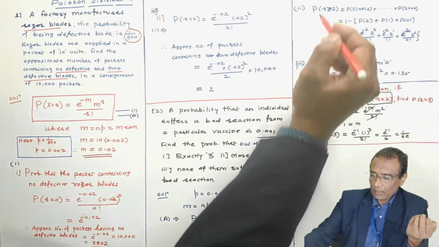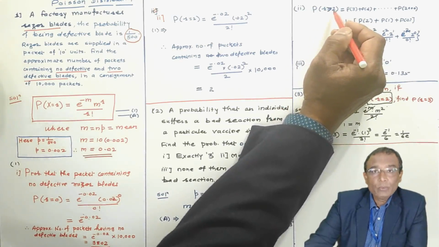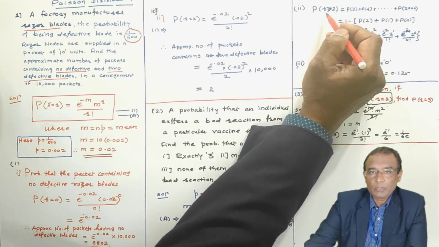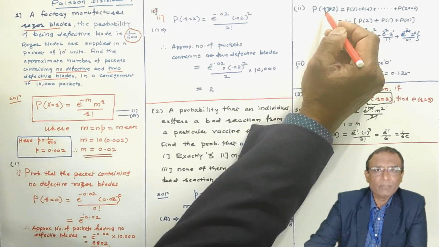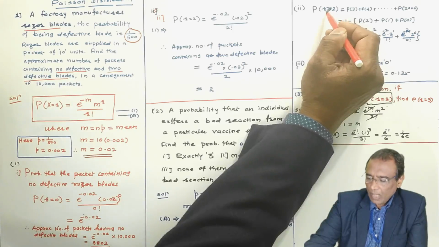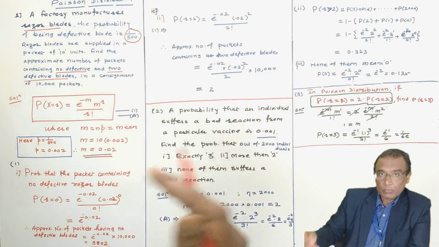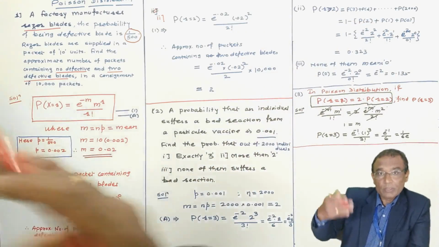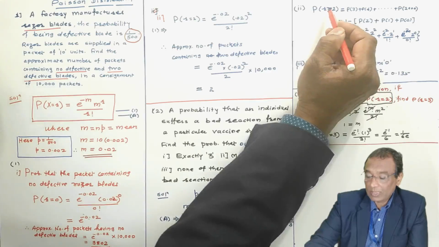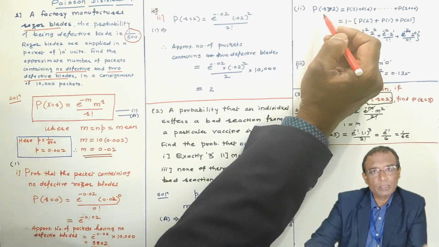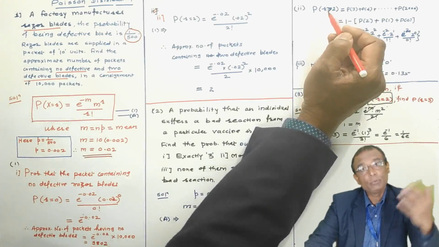Now, here the probability that more than 2 individuals suffer a bad reaction. R is a random variable, and the random variable is associated with what? The number of individuals who suffer a bad reaction. The R greater than 2. What we want is the probability that more than 2 individuals suffer a bad reaction. More than 2 means R greater than 2. Greater than 2 means 3, 4, 5, 6 up to 2000.